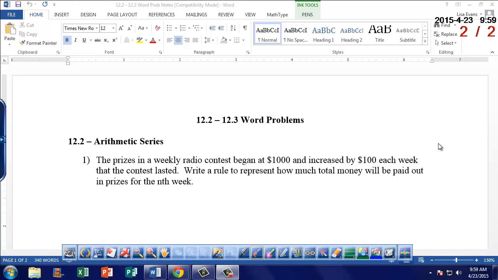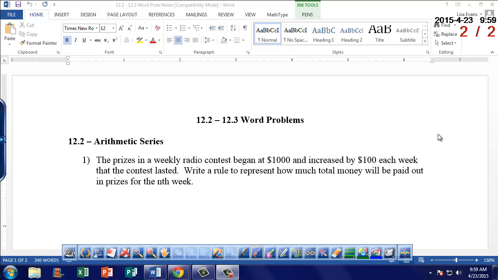Hello, today we're taking lesson 12.2 and 12.3 and doing word problems that go along with it. So we're either going to have word problems that are going to be an arithmetic series or a geometric series. Now in the notes I have them divided up, and we'll get more practice where they'll be mixed up because on the test they'll be mixed up and you'll have to decide whether or not it's arithmetic or geometric. Okay, so let's go ahead and get started.